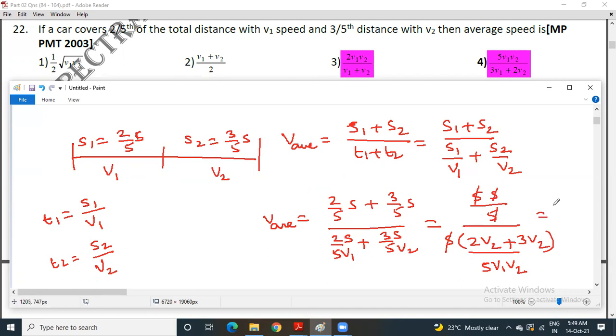So therefore, you will get the final answer as 5 v1 v2 by 2 v2 plus 3 v1. Yeah. So 5 v2 is gone, means v1 will get multiplied with the 3. So it is 3 v1. So look at the last option. It is 5 v1 v2 by 2 v2 plus 3 v1.